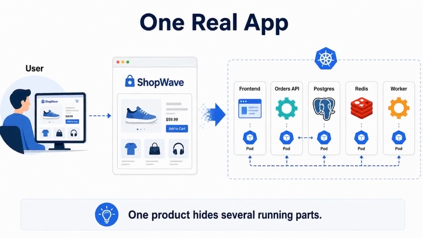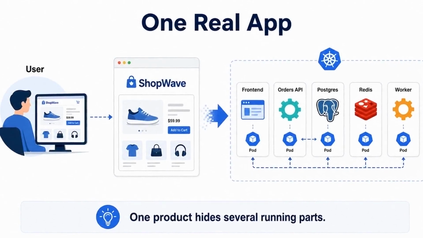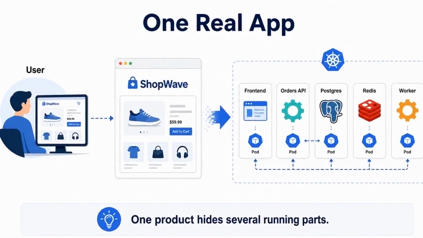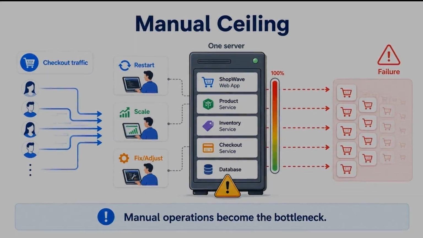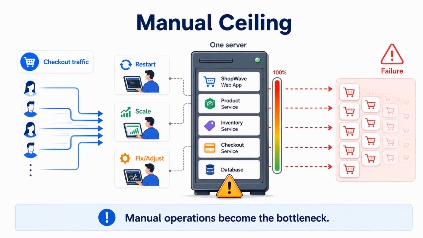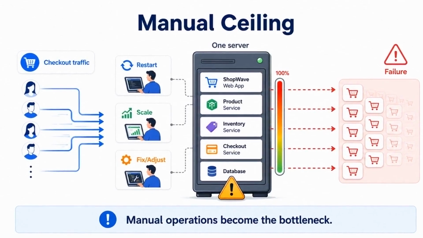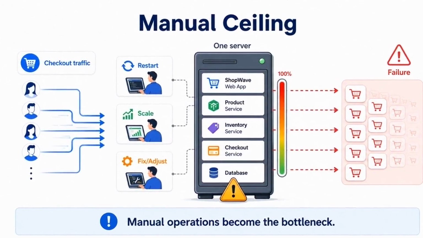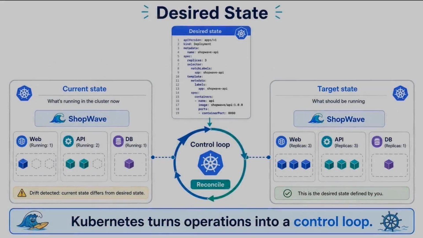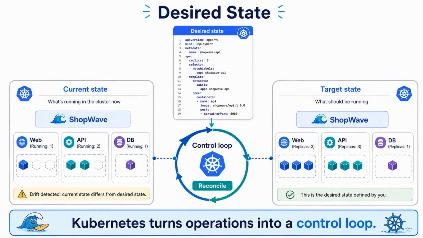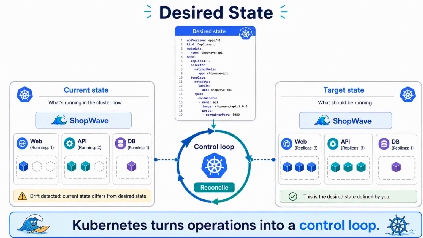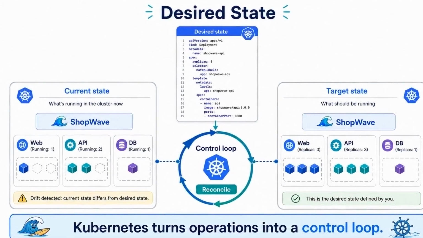A checkout page looks like one app, until one API pod dies and orders stop moving. On a single server, recovery is manual. Restart the process, clone capacity, and hope someone notices the failure fast. Kubernetes changes that job. You declare the target, and the platform keeps reconciling the running system toward it.